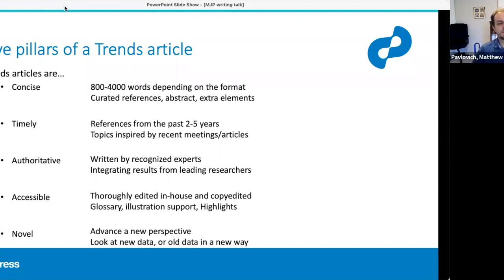And the last thing is novel. So again, make sure you're saying something new. Maybe you're looking at a new field of research, or you're examining old data in a new way. But what we really don't want to do is just list a bunch of results, say this group did this, that group did that, without actually incorporating your own ideas into it.